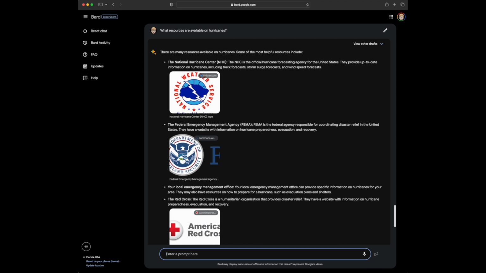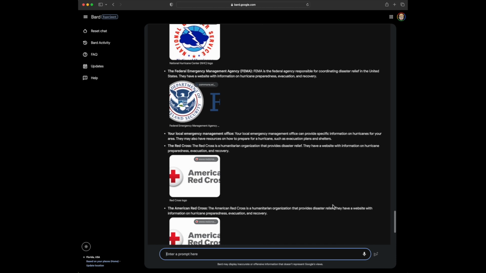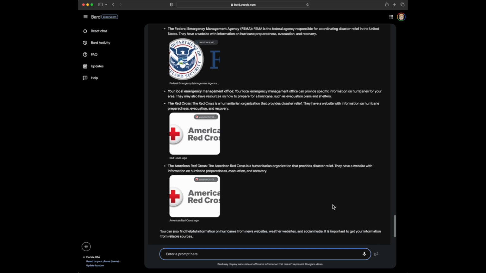Your local emergency management office, I didn't know that existed. Your local emergency management office can provide specific information on hurricanes for your area. They may also have resources on how to prepare for hurricanes, such as evacuation plans and shelters. Yeah, that makes total sense. The Red Cross is a humanitarian organization that provides disaster relief. They have a website with information on hurricane preparedness and evacuation.